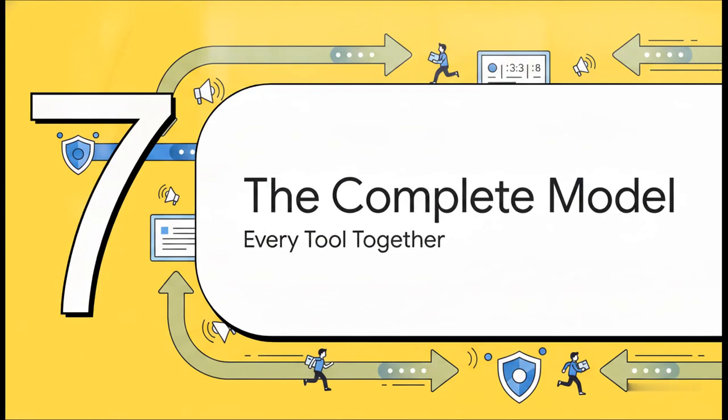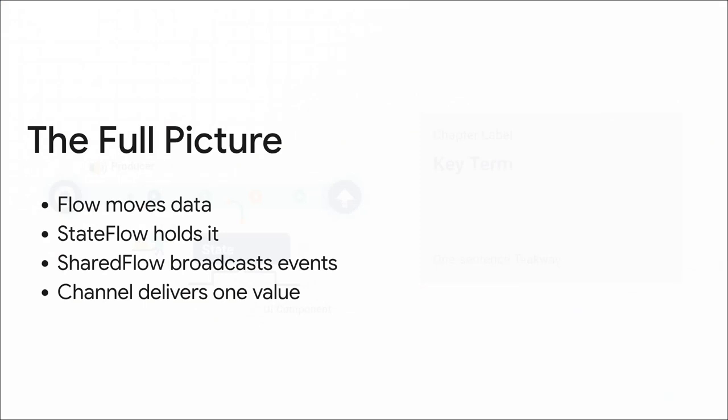Section 7. The complete model. We've got one view model, one screen, and every tool. Alright, let's put the whole puzzle together. One view model, one screen, and every single tool we've discussed working in perfect harmony. Here's how it flows. Your repository returns a cold flow. The view model takes that, calls StateIn using while subscribed 5000, and boom, a hot state flow emerges.